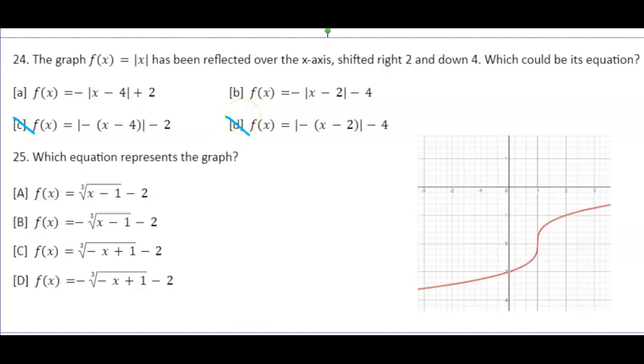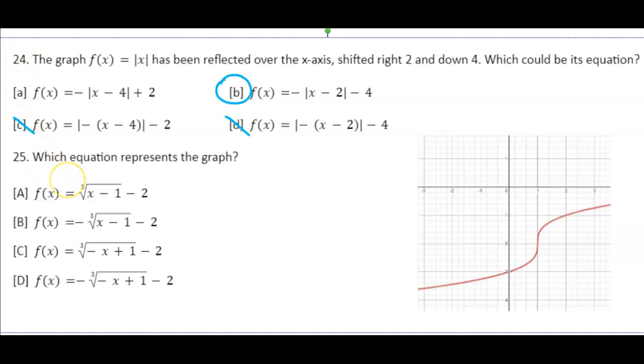The negative is in the wrong spot. So it's between a and b. We also want it to be shifted right 2. If it's shifted right 2, we should have x minus 2 on the inside of the absolute value symbol, which between a and b is b.